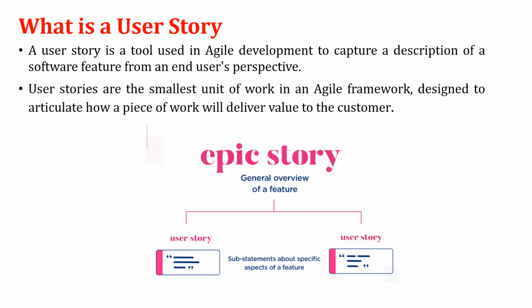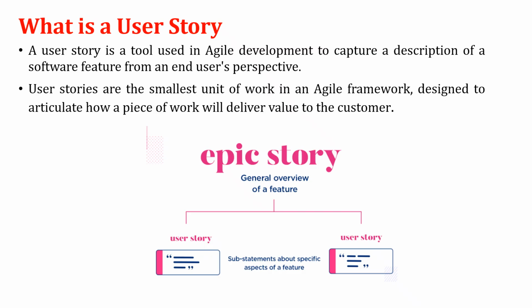What is a user story? It is a tool used in agile development to capture a description of a software feature from an end user's perspective. In simple words, a user story explains what a user wants from the software and why that functionality is valuable to them. User stories are considered the smallest unit of work in an agile framework. They are designed to explain how a particular piece of work will provide value to the customer.